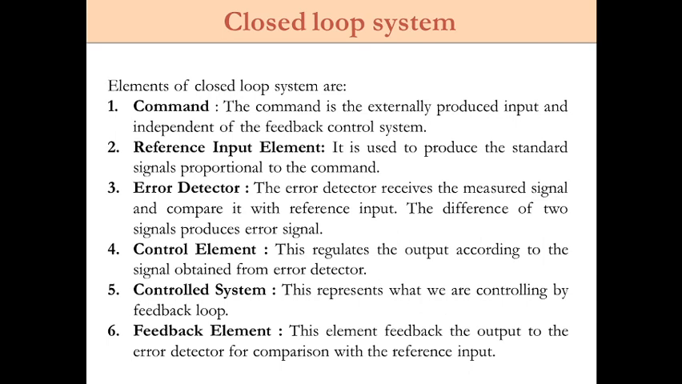Then moving further, we'll study some of the elements of the closed loop system. The first one is command. Basically, the command is an externally produced input, independent of the feedback control system. It is just an input for the system, because to actuate or start a system you need to give some input, right? That input we can call the command.